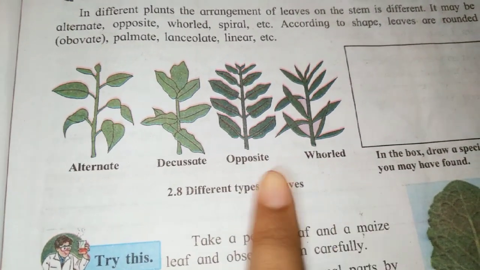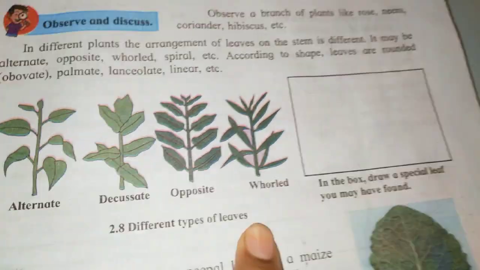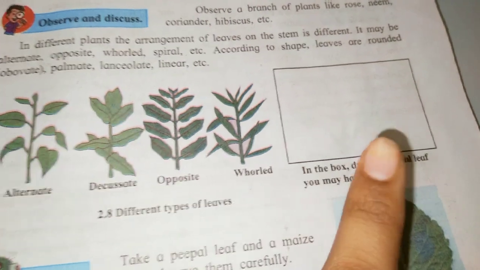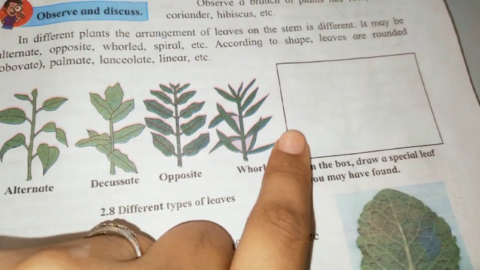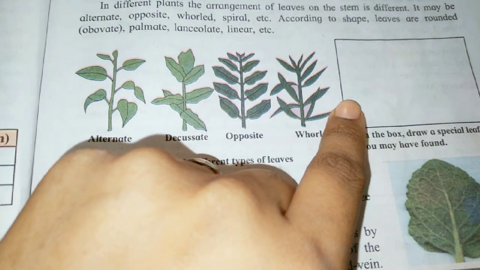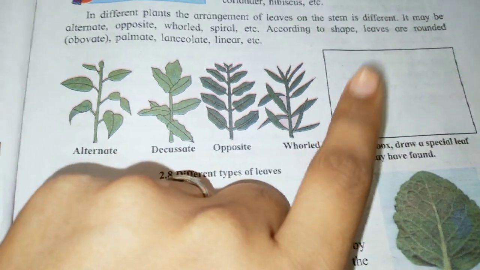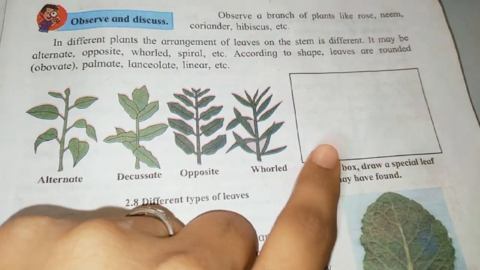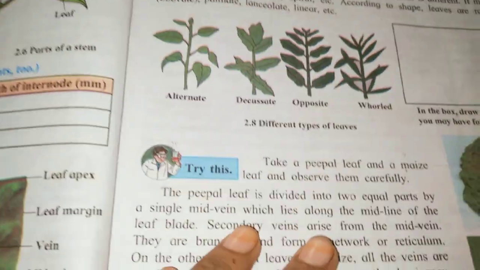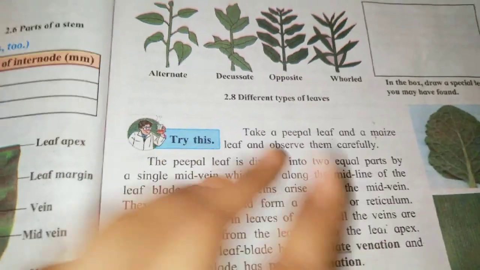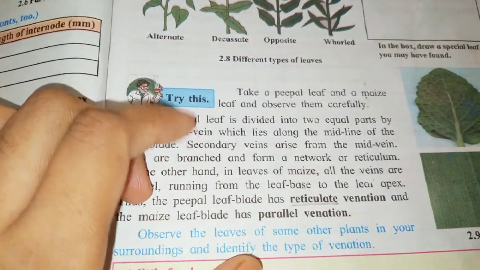See here, there are different types of leaves. And here they have given a blank box. In the box, draw a special leaf you may have found. Go to the surrounding area. Take some of the leaves which you like to draw here. Now you have to try this. Read and try it.